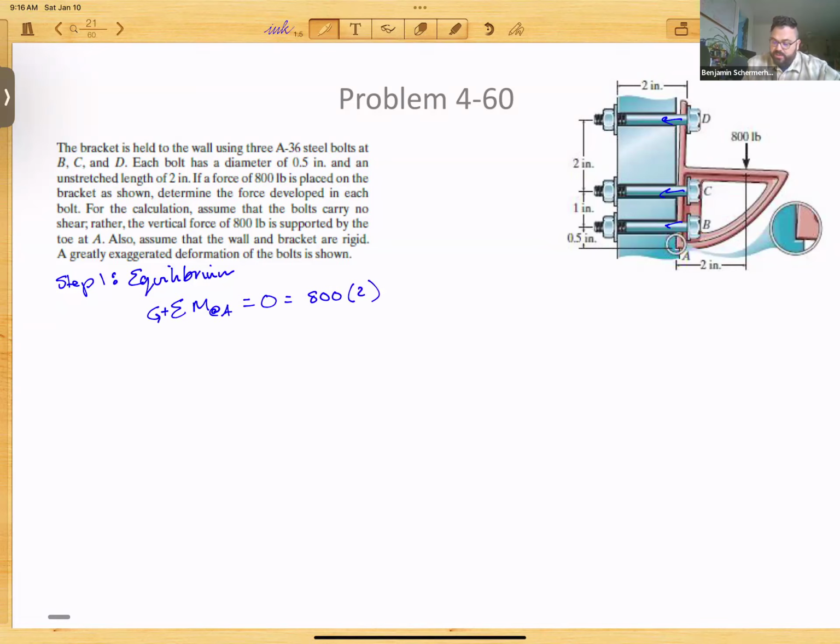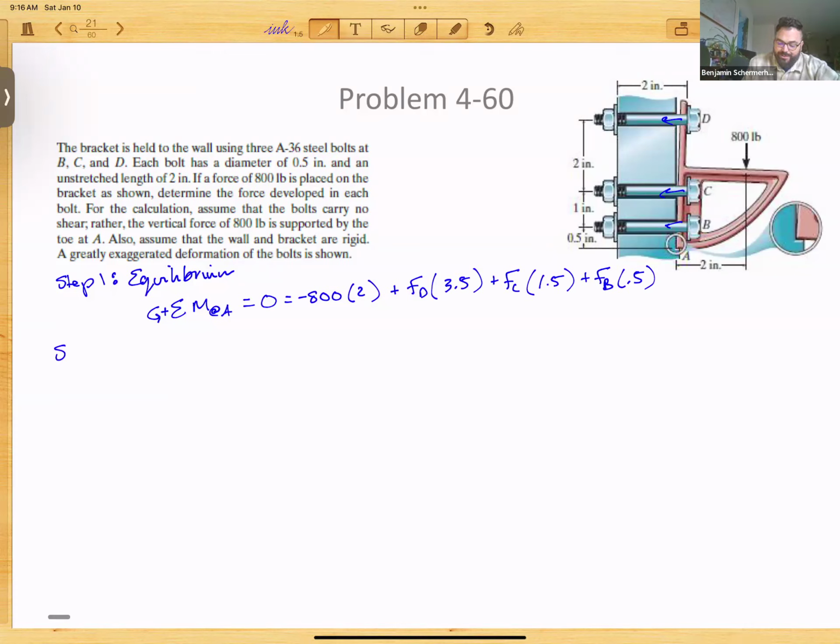times 2, which is going to be a negative rotation conventionally. Then, going down from the top, we have our force in D times 3.5 inches plus our force in C times 1.5 inches plus our force in B times 0.5 inches. This gives us one equation. I have three unknowns, so I'm going to need two more equations, and I want to think about how the heck am I going to get those?